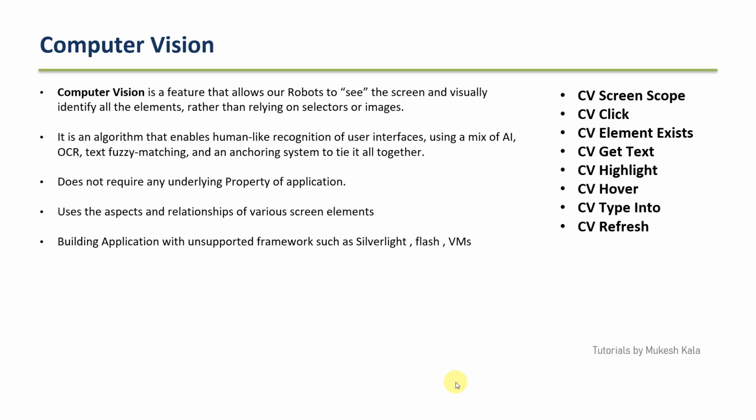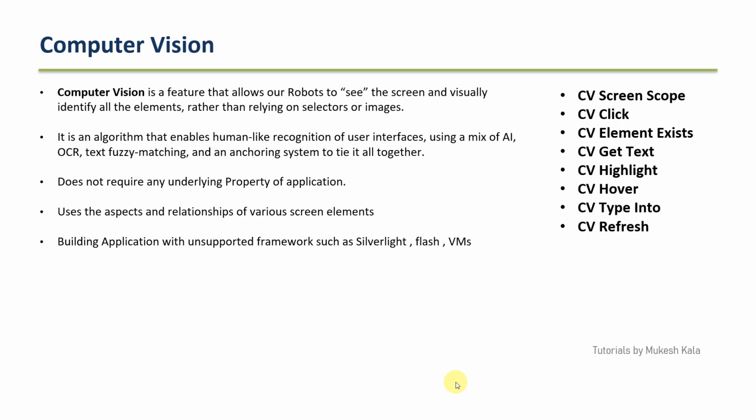On the right hand side, you have all the activities which are available. CV screen scope, CV click, element exist, highlight, hover, CV. Where I say CV, this means computer vision, right? Now to work with CV, you need to remember that CV is a computer vision, which means that you need to use the AI, OCR and all of these technologies supported by UiPath.